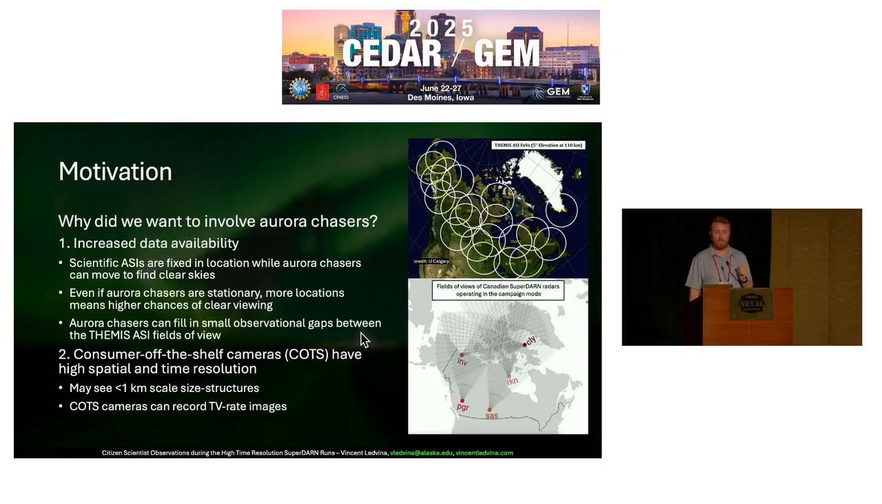The second point, and I think this is really exciting, is that consumer off-the-shelf cameras, or COTS cameras, have really high spatial and time resolution. Now you can buy a Sony A7S camera on Amazon for $1,000. You can find them used for $600, and they produce 10-plus megapixel images every second. That's really, really powerful. Of course, they're not filtered imagers, so the science that you're doing has to be tailored to the instrument that you have. But if you're trying to look at morphologies or fine-scale structures, I really think citizen scientists can bring a lot to the table in that respect.